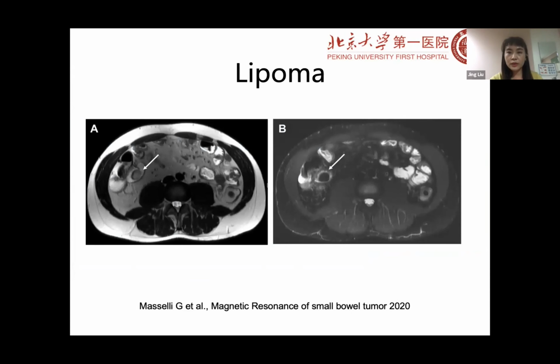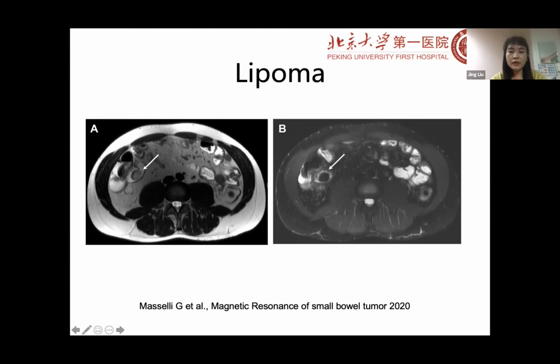For MR sequences, we have a technique called fat saturation. So what is fat saturation? We could say these are two pictures. These two pictures are the same T2 weighted sequence for the same patient. But one is bright and another one is dark, because in this one we used fat saturation.